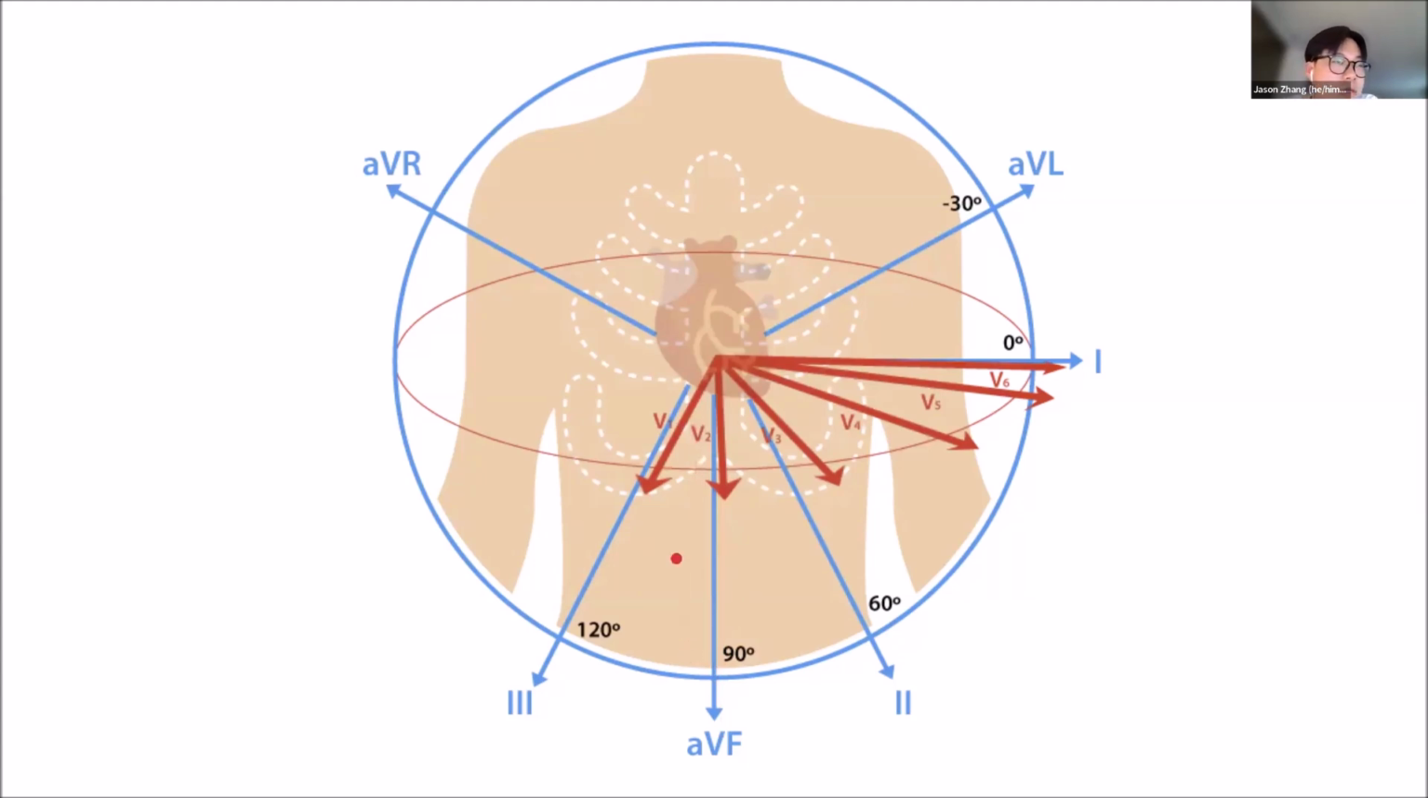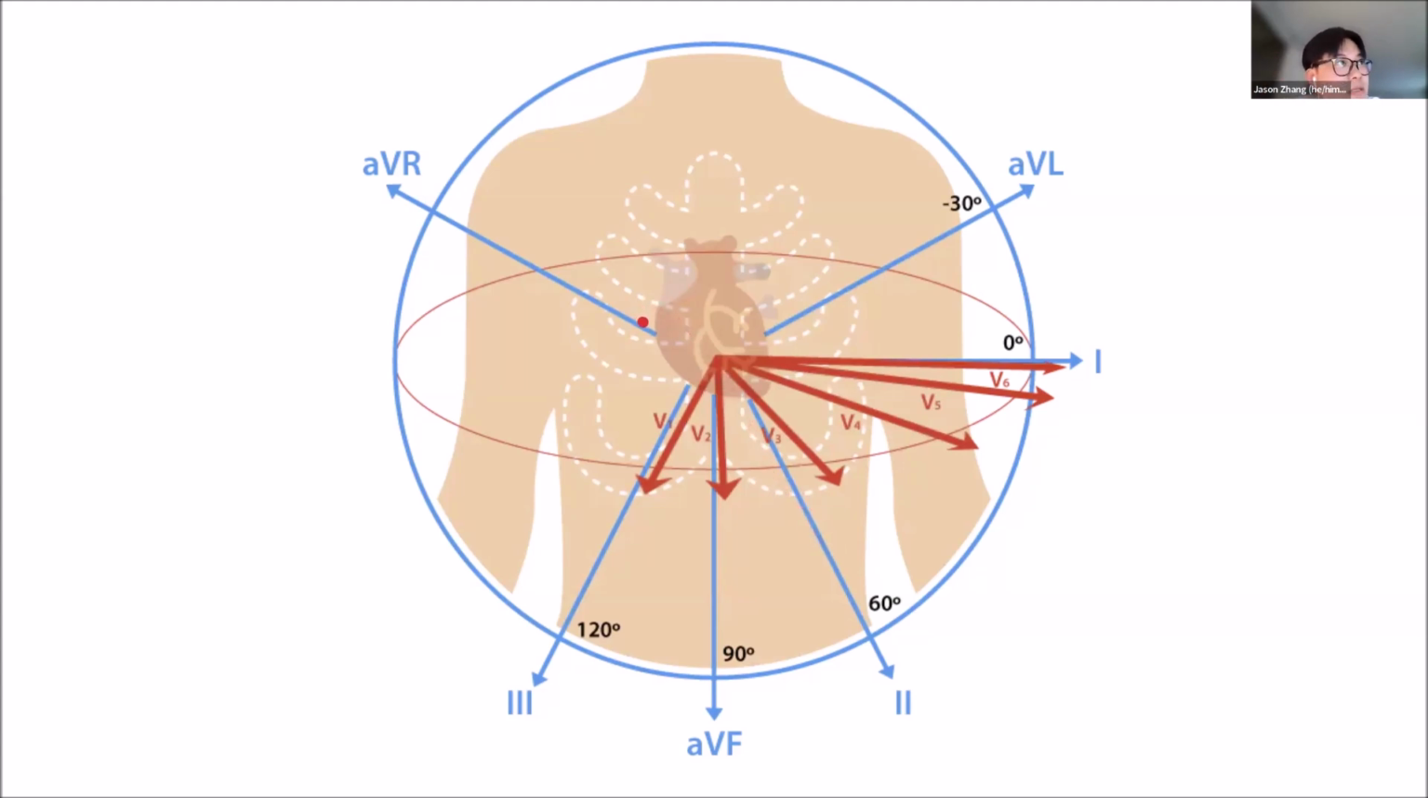And I think the main thing to know, in terms of the electrical signals, is whether it's positive or negative. If the electrical signal in the heart is traveling in the same direction as the lead, on the EKG it'll be positive. And if it's going the opposite direction, it'll be negative.